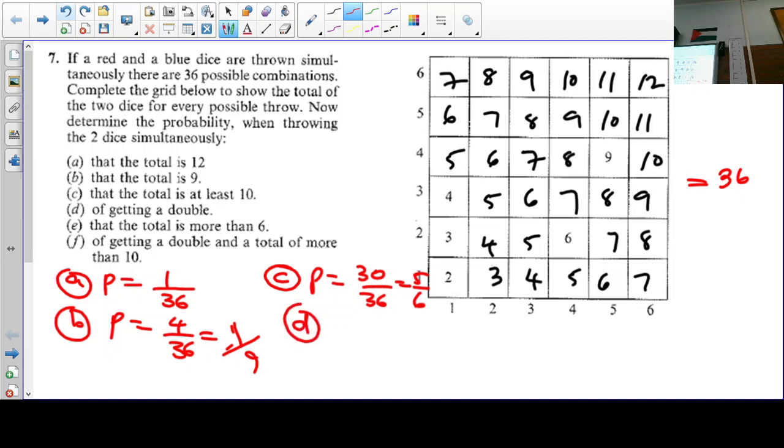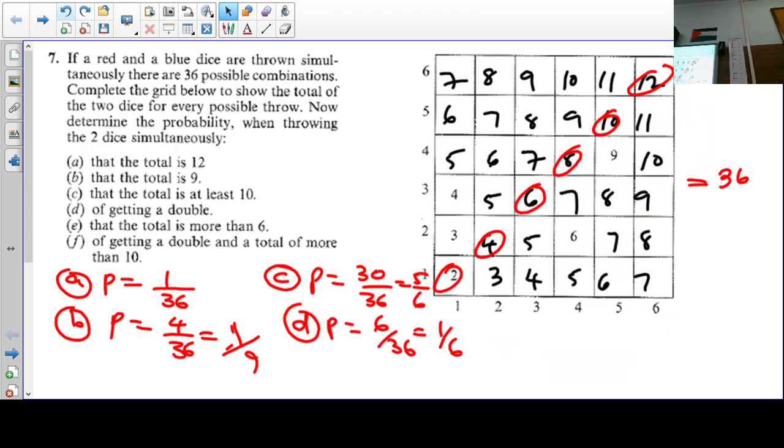Let's look at D. Question D says getting a double. So how many doubles are there? It can either be double 1, double 2, double 3, double 4, double 5, double 6. So how many options are those? 6 out of 36, which is 1 over 6. Okay? Let's take this out here.